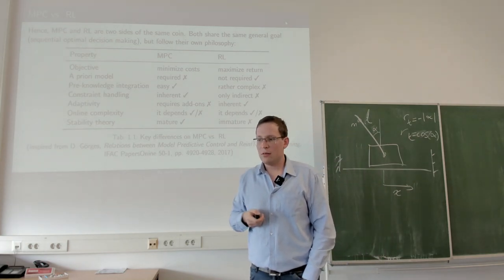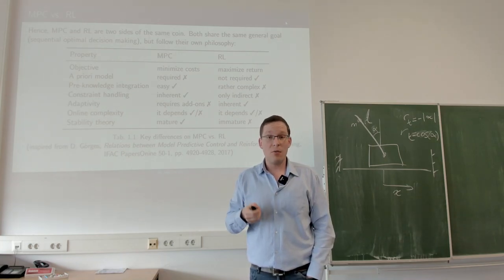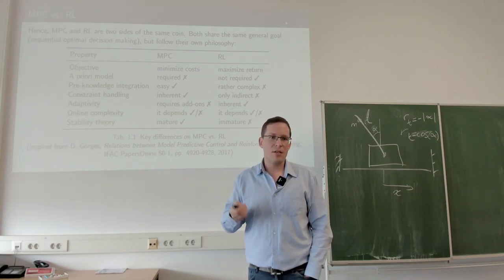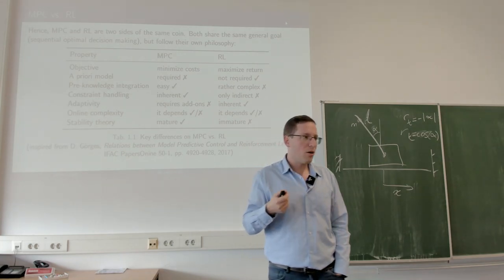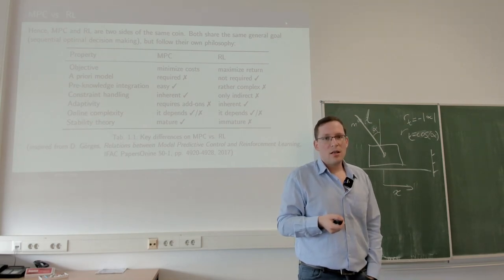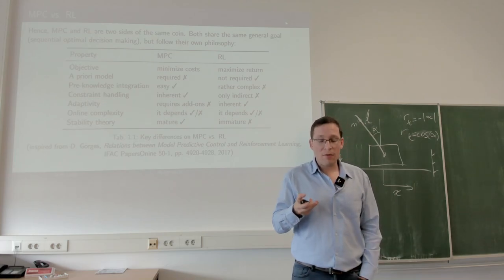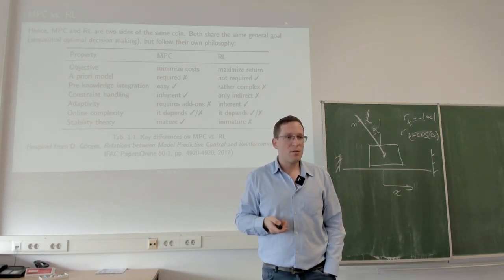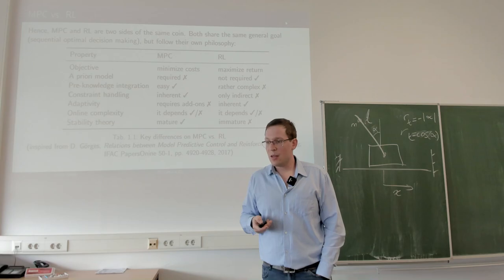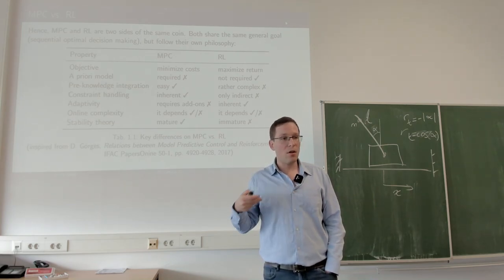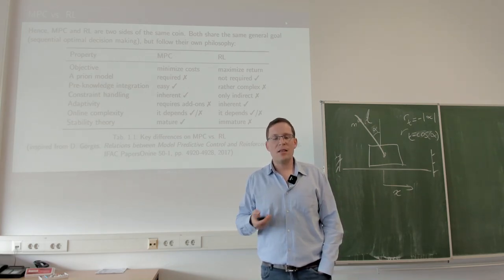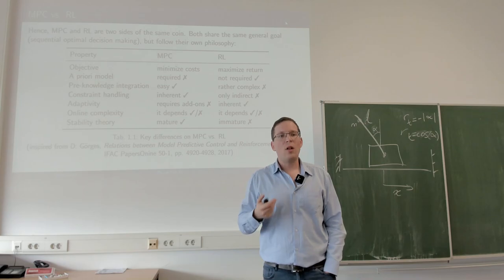A priori model, of course, with model-based predictive control, you need one. And this is where most of your engineering design goes when you are talking about model-based predictive control problems. How do you create that model? How complex does that model need to be? All these things influence the effectiveness of your model-based predictive controller. With reinforcement learning, you don't necessarily need a full, complete model. A very basic understanding of the system information will help you.